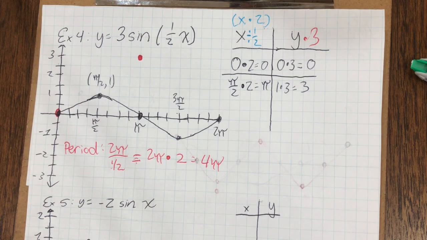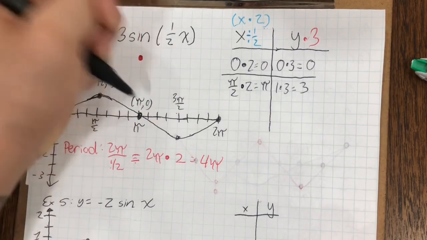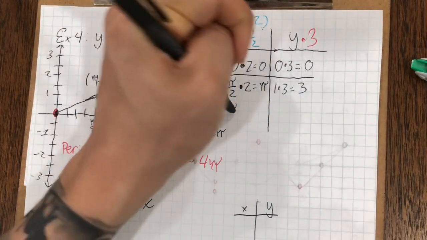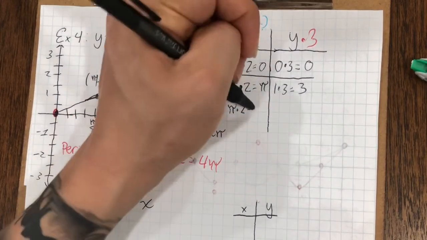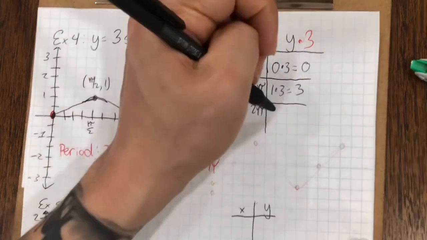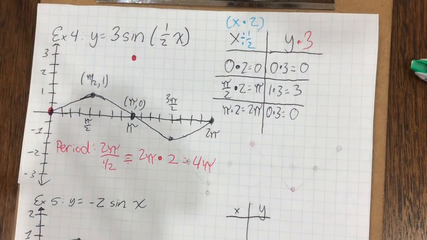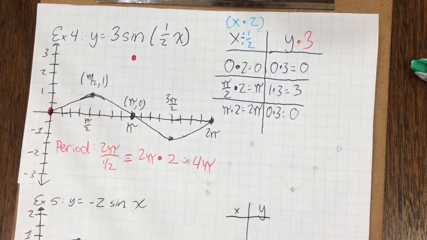All right, so now let's move on to pi, 0. So we have pi times 2 equals 2 pi. And then we have 0 times 3, which is still 0. So I have 2 pi, 0.